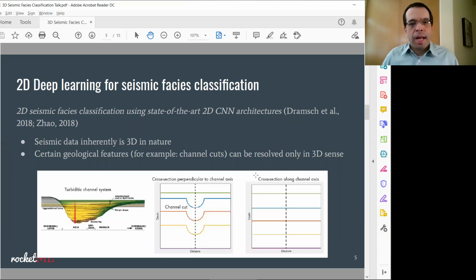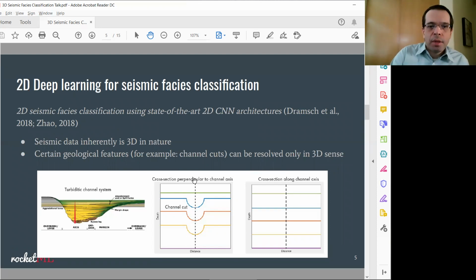And sure enough, for the last several years, people have been doing this, in particular using 2D deep learning, so training 2D neural networks to tackle this problem. This is one paper from a couple of years ago. The issue, though, with this approach of reducing data from 3D to 2D and then training a network is that seismic data is inherently 3D in nature. By reducing the data from 3D to 2D, simply because it's much more expensive to train 3D networks, one might miss geological features that are important.